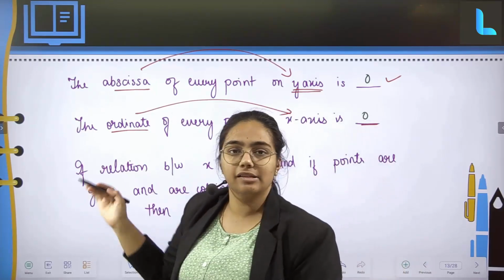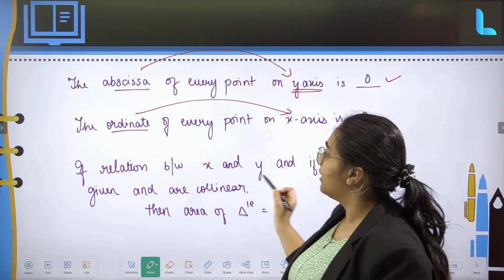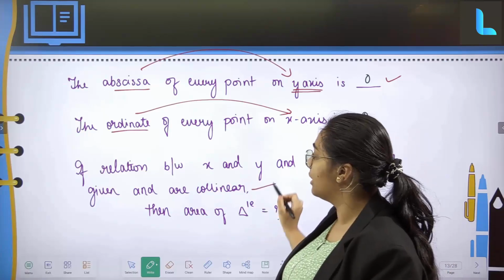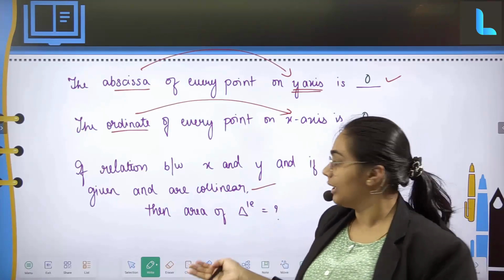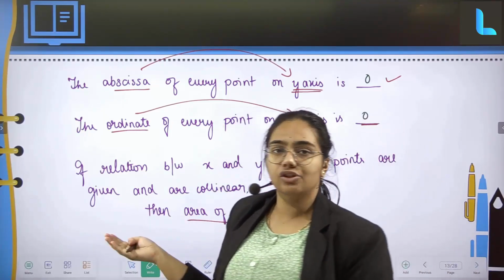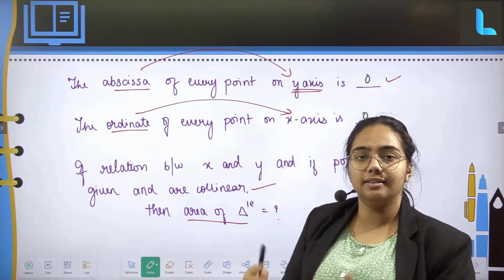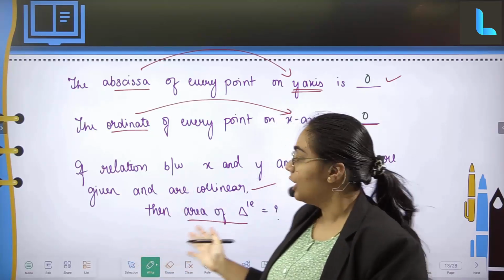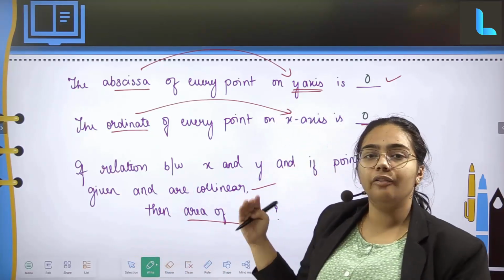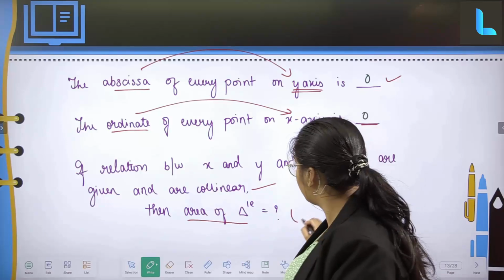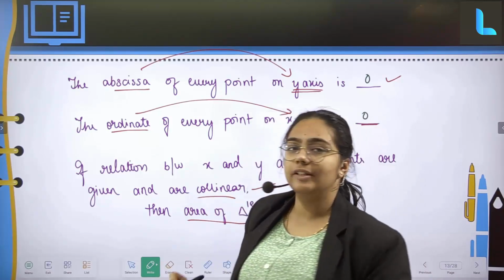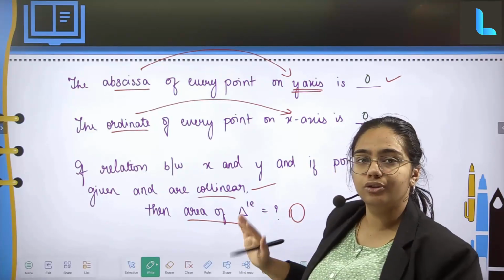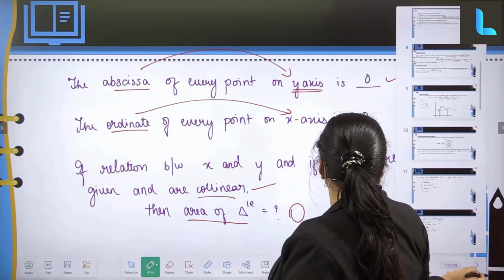So now the other question, something very similar: the relation between x and y if the points given are collinear, the area is going to be what? See, the area formula whichever you just learned using the cyclic format, you have to just form the formula. Over there, the area of the triangle is going to be equal to 0 if the given points are collinear. So the answer for this also is going to be 0. Clear?